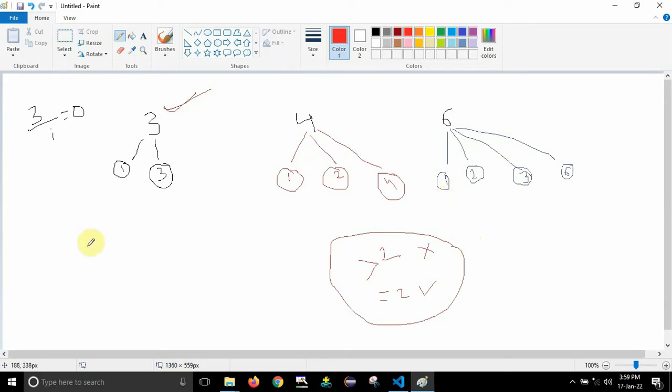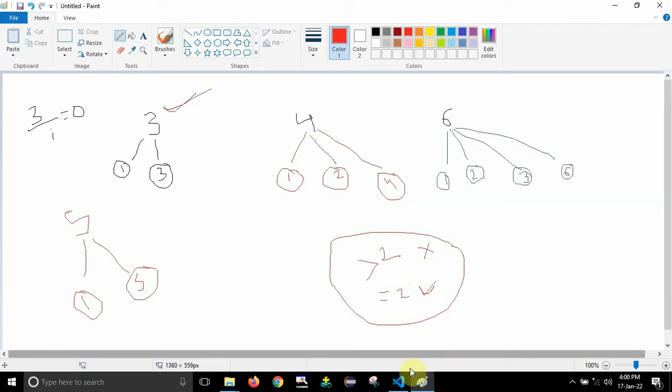Similarly, I will take the example of 5. For 5, 1 will be the first factor, and 5 will be the last factor, because between 1 and 5 there are 2, 3, 4, and none of these 3 numbers divides 5 completely. That's why 5 is a prime number, because its factors are exactly equal to 2. This is the logic, guys. This is method 1.